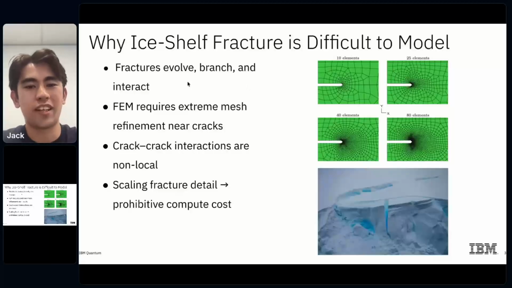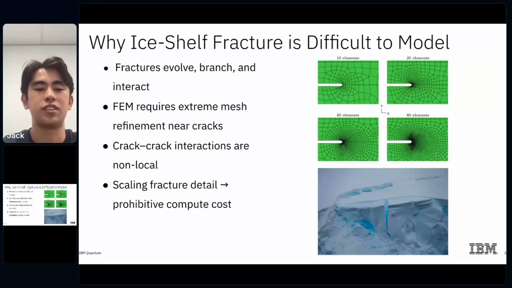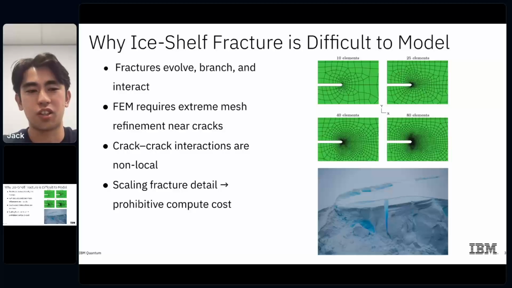So why are ice shelf fractures difficult? This is because the fractures can evolve and branch out and interact with each other, even if they're not connected. This makes it difficult to predict what could happen next. Additionally, classical methods of modeling these systems use finite element modeling. To analyze these crack interfaces with great detail and accuracy, you need to make the meshing finer and finer, which requires higher and higher computational cost.